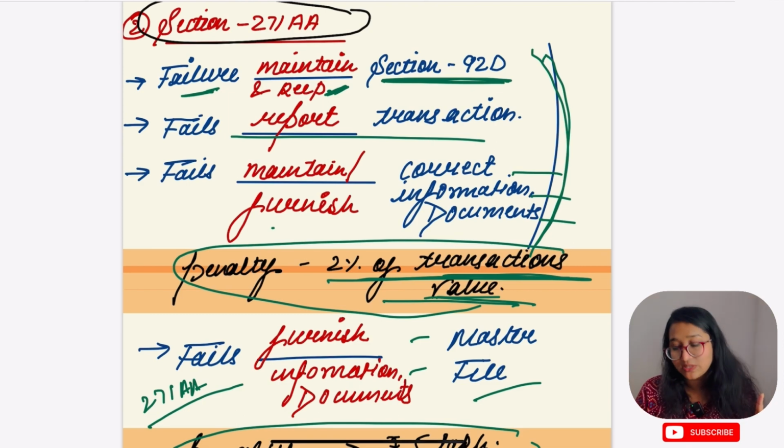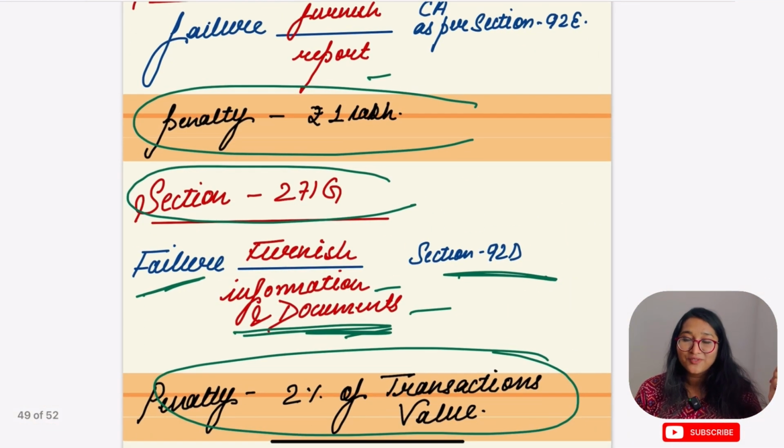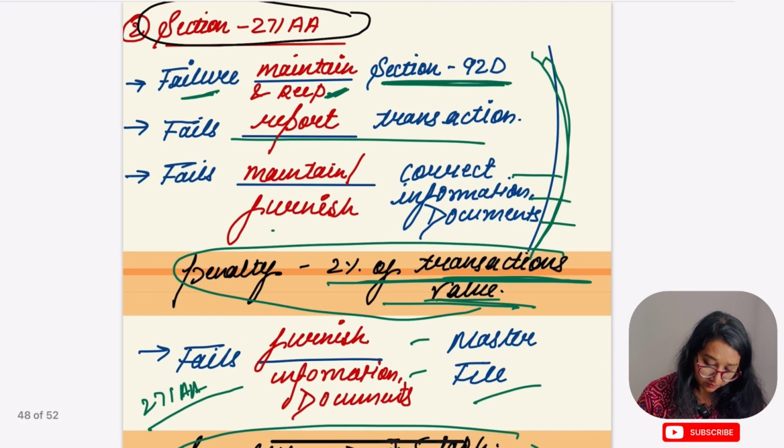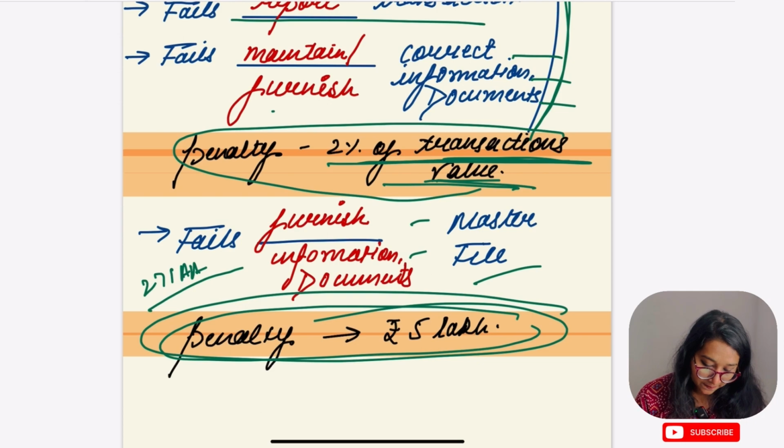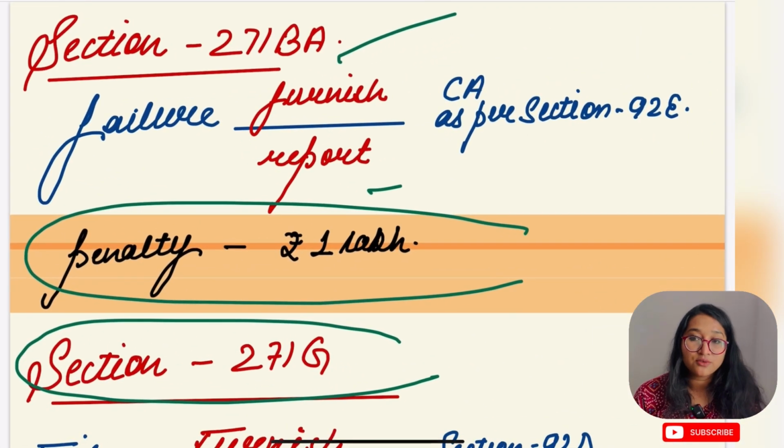271AA, okay. Let's relate it to 271G. Same thing. Here what was written? Fail to maintain and keep. Here in 271G it is written, if he fails to maintain and furnish the information documents under section 92D, in that case 2% penalty is to be paid in both the sections. Okay. And second thing was if he fails to furnish information document, same, but that is of master file, and the penalty would be up to 5 lakh rupees. Okay. Now section 271BA, failure to furnish the report to CA as per 92E. We also have discussed this thing somewhere, right?